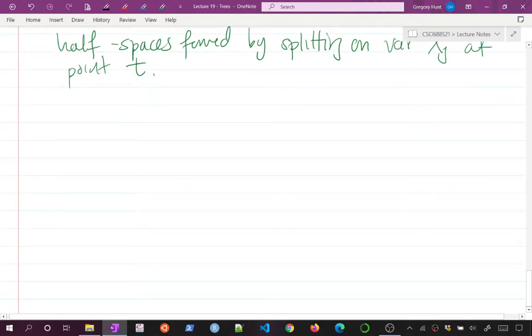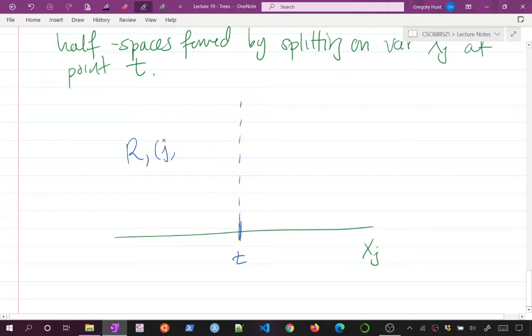So what does that look like? Here is an axis, here is my variable xj, and if I split that variable at point t, I would basically be splitting that dimension of the space into two rectangles, R1 j,t and R2 j,t. So these R1 and R2 are just going to be my two rectangles to the right and to the left, as it were, if I split that variable.